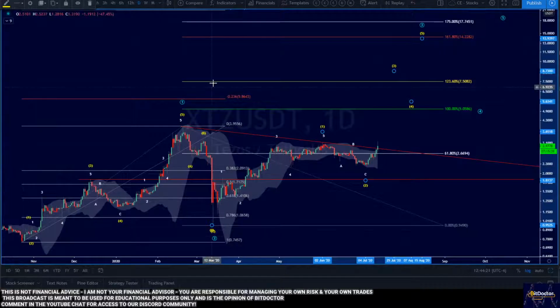So looking at this, we've got a 1, 2, our 3rd wave of the 3rd. So we're working on potentially 1, 2, 3, 4, 5 on a smaller degree into the 3, A, B, C into the 4, and then 5 waves up into the 5, which would complete our higher degree 3. And then we correct, and then we move up even higher.